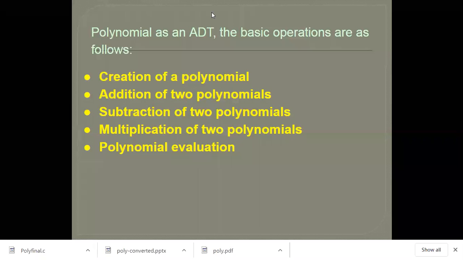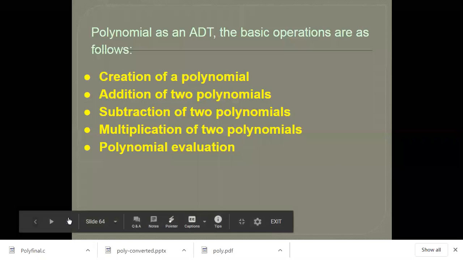So in the final examination, these types of questions may be asked: representation of a polynomial using an array in a single variable. Our second question will be how to create the polynomial using an array, and how to perform the addition of two polynomials. This type of algorithm, code or pseudo code may be asked in the examination. How to do the subtraction of two polynomials? How are we going to perform the multiplication of two polynomials? How will polynomial evaluation be done? We'll see using one program.